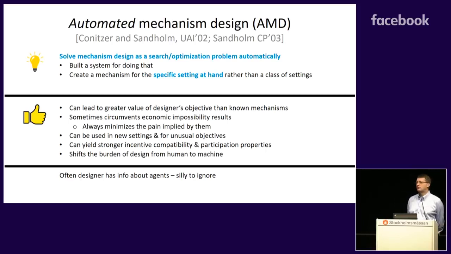Secondly, and related to the first point, sometimes this circumvents economic impossibility results. And it always minimizes the pain caused by them. And what do I mean here? Well, there are seminal impossibility results in mechanism design coming from economics that say that in a certain class of situations, nothing works. And let me give you one example, maybe the most famous example. So the Myerson-Satterthwaite theorem for trading from 1983 says that even if there's just one item for sale, one seller, one buyer, we cannot come up with a mechanism so that the good will trade hands whenever the buyer values the good more than the seller, as long as we require budget balance and it's voluntary to participate in the mechanism.